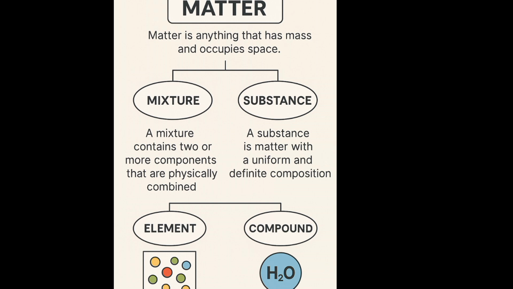The alternative A is matter. What does matter mean? Matter is anything that has mass and occupies space. Based on the question, it says a form of matter, but matter is not a form of itself. So the answer is not A. But let's elaborate on matter. Matter is classified into 2: mixture and substance.